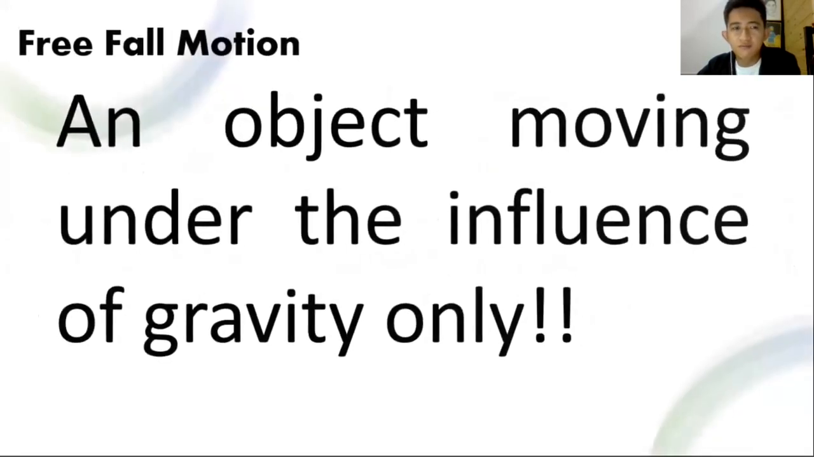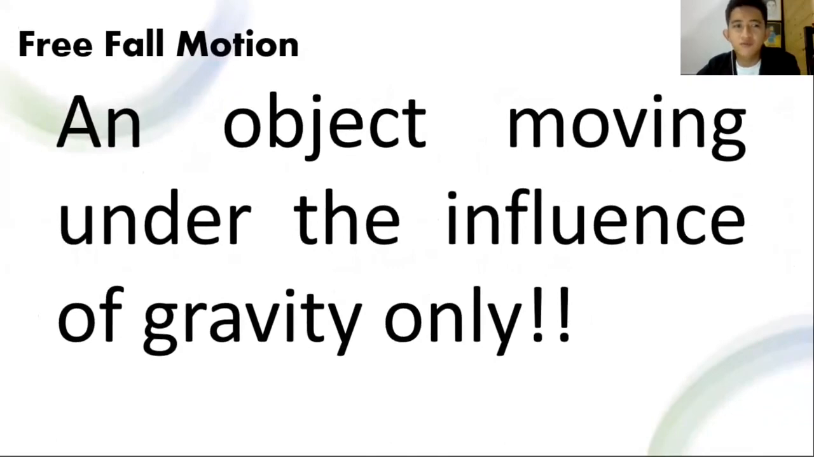A free fall is where an object moves under the influence of gravity only. It is a special case of constant acceleration that occurs for an object under the influence of gravity alone. If an object is thrown vertically upward or dropped, the acceleration due to gravity of negative 9.8 meters per second squared is substituted in the above equations that we have discussed a while ago, to find the relationship among the velocity, the distance, and the time.